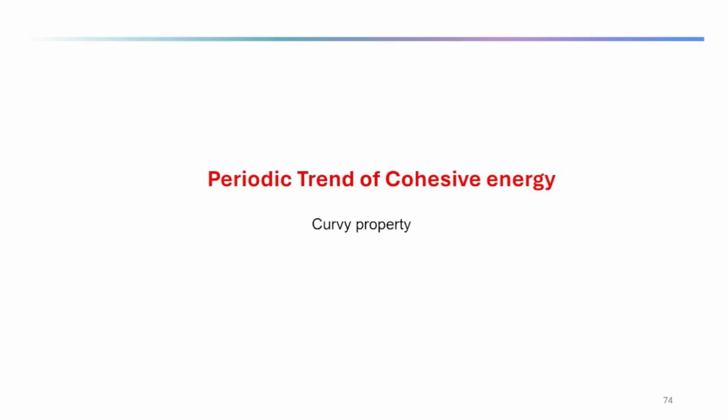Now we will see the periodic trend of cohesive energy. By the term cohesive energy, we are referring to the periodic trend of melting point and boiling point. Okay, so this is actually a curvy property. Now let's see.